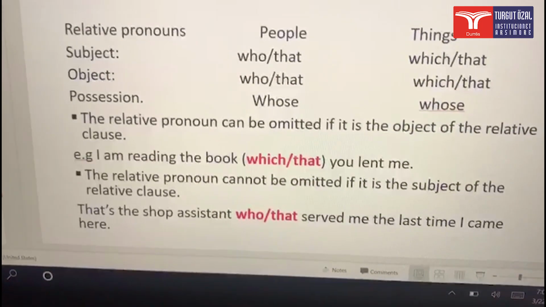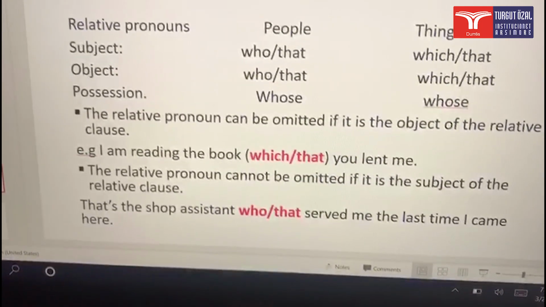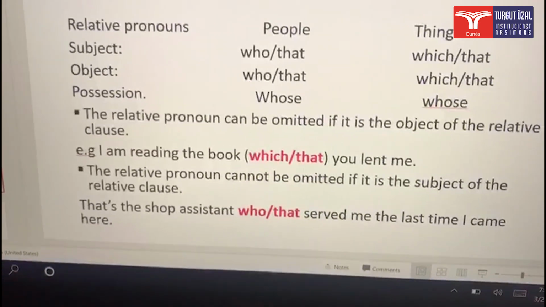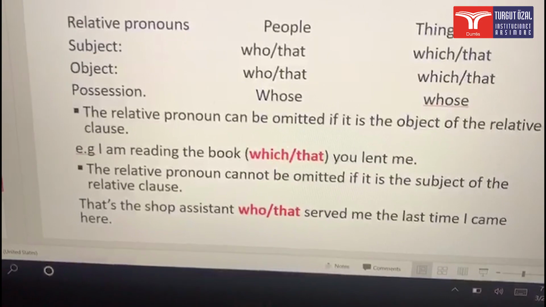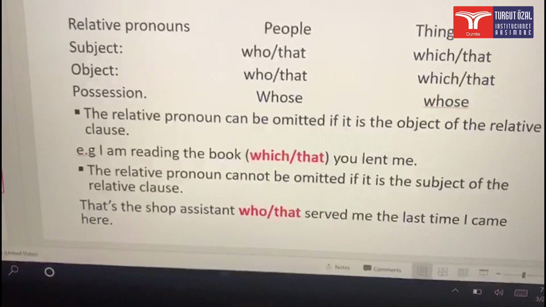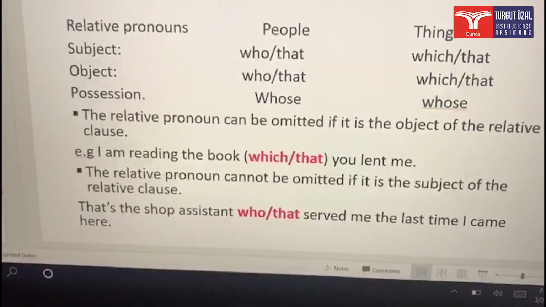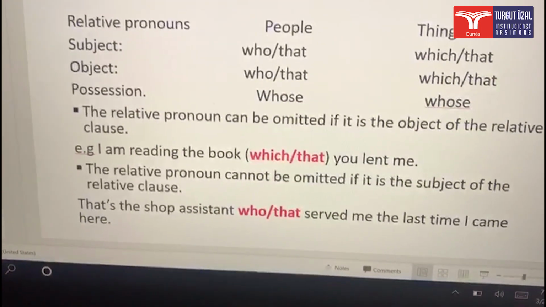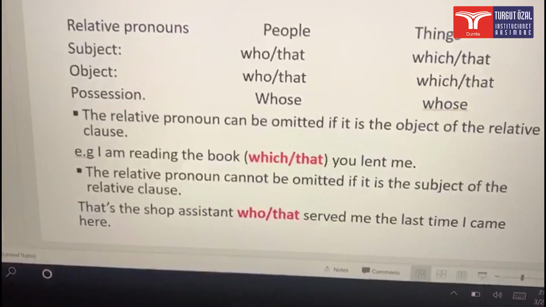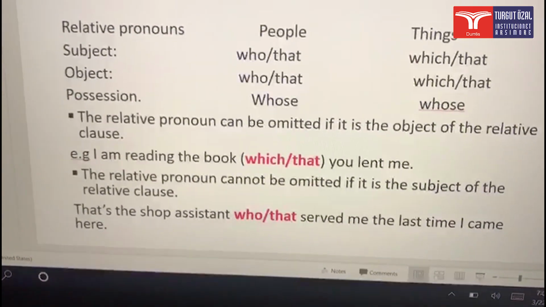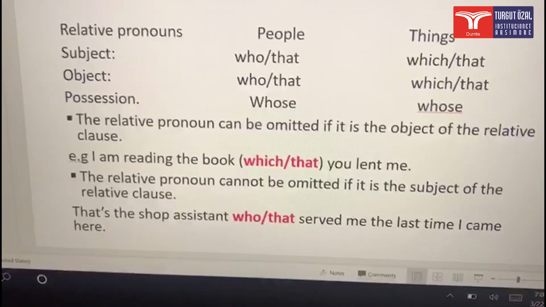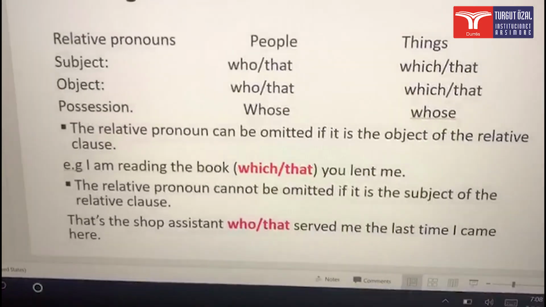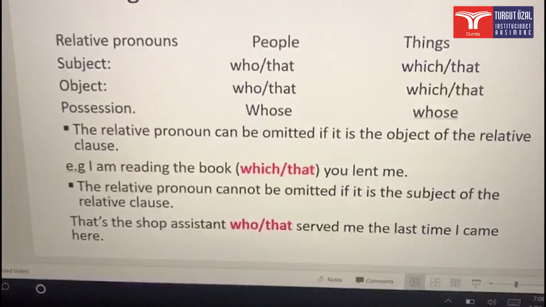But the relative pronoun cannot be omitted if it is the subject of the relative clause. For example, that's the shop assistant who or that served me the last time I came here. So the shop assistant is the subject of the sentence. Who or that refer to the subject of the sentence, which in this case is the shop assistant. That's why we cannot remove that.